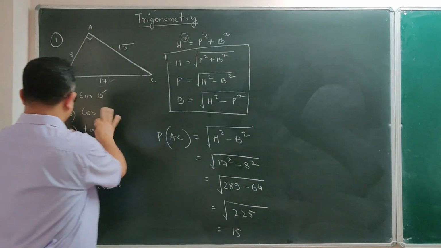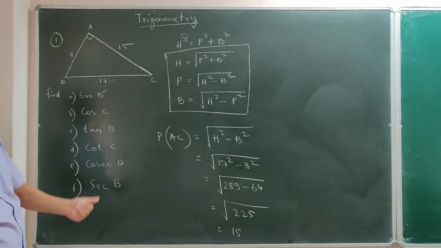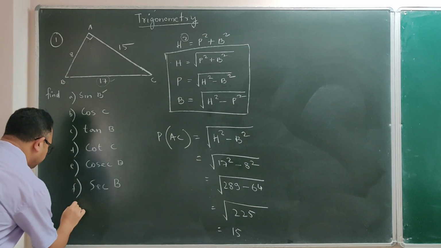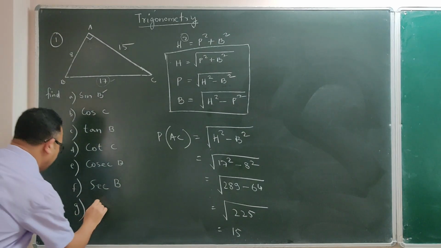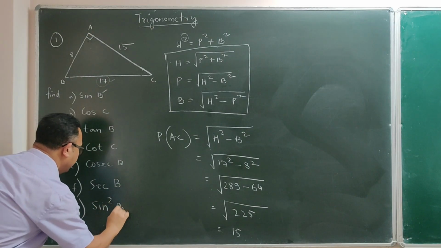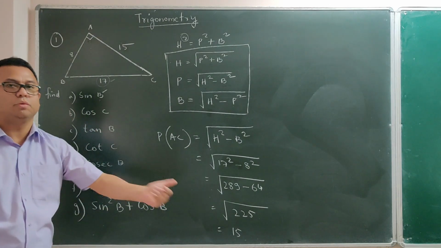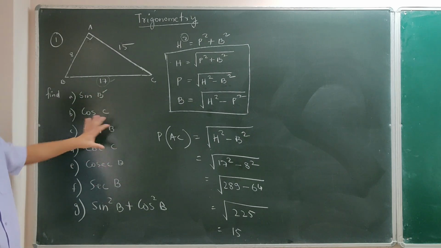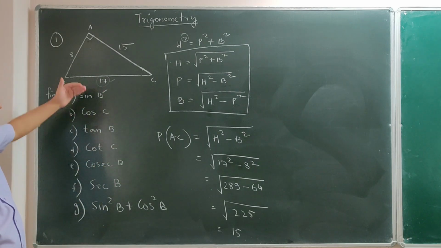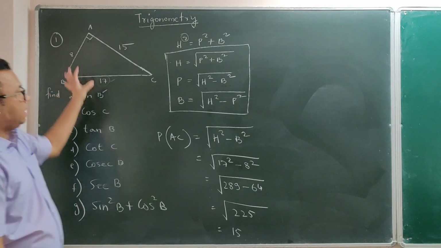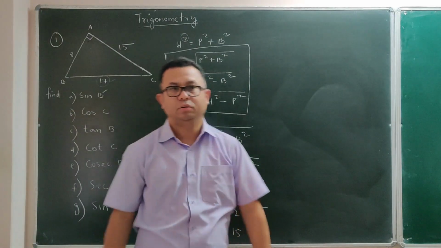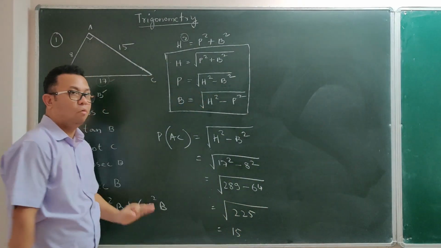Now, these are the simple 6 ratios. But in addition to these 6, if I add a question, you may also have something like sine square B plus cos square B. How to solve squares, that also we'll discuss. In this question only, different types of questions is what we're going to discuss here. Now, since we have perpendicular, base and hypotenuse, let us solve one by one.